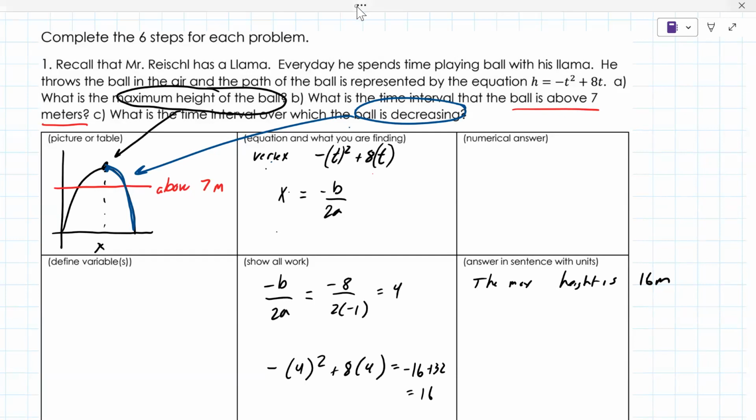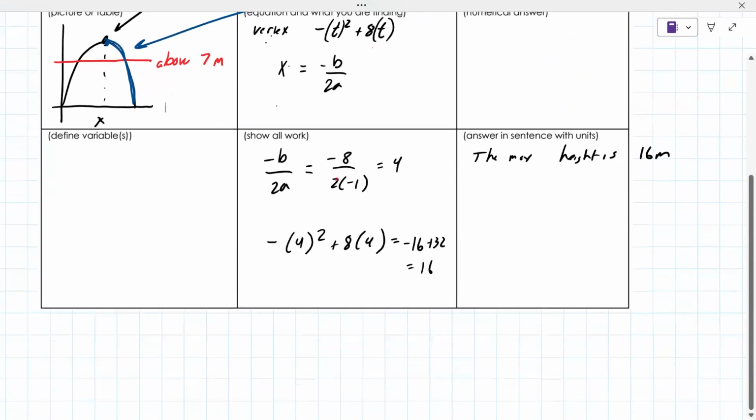Okay. Now for the next part, that's where the 7 comes into play. We want to know where the equation, and we're running out of room here, it's where's the equation greater than 7? So what you really want to do is figure out, well, where does it equal 7? Where does it equal 7?